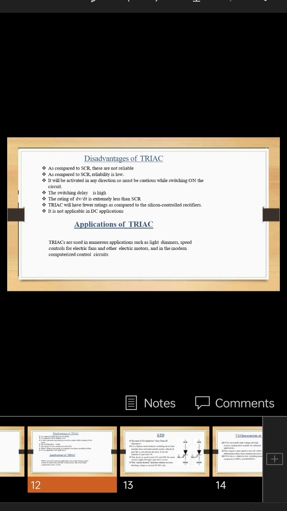The applications of triac: triacs are used in numerous applications such as light dimmers, speed controls for electric fans and other electric motors, and in modern computerized control circuits.